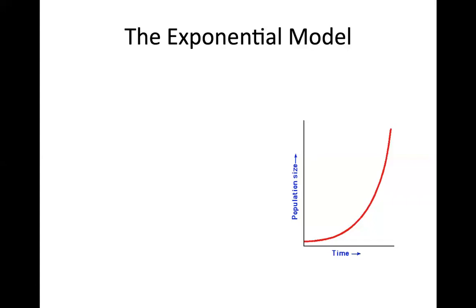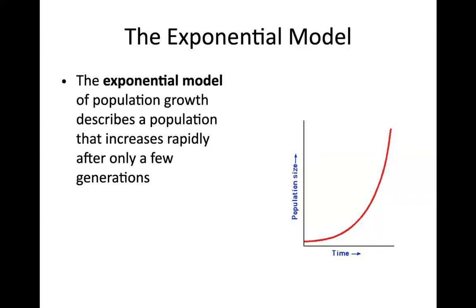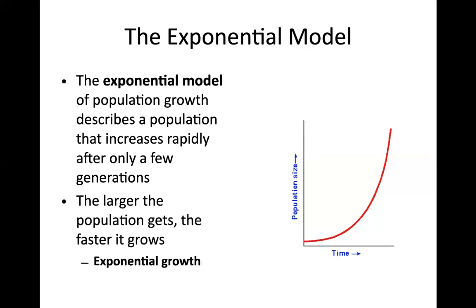So we have a couple of models that we can use to describe population growth. One of them, what you see here, is called the exponential model, which I'm sure you recognize as an exponential curve. You should have seen that in math. If the population increases rapidly after only a few generations, and the larger the population gets, the faster it grows, this is called exponential growth.